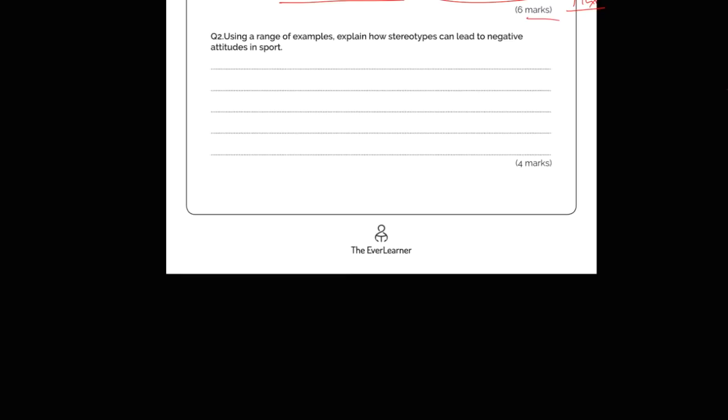Next question, using a range of examples, explain how stereotypes can lead to negative attitudes. Now, so I've got to give more than one example of stereotypes. I've got to give a couple of examples here. Okay, so I'm going to probably do some gender role, some race role stereotypes, this kind of thing. And I'm explaining how. Now, classics of explaining how, I'm going to use the words through and by. It happens through the following, it happens by the following. This is classic behaviour explaining how. Explain how stereotypes can lead to negative attitudes.